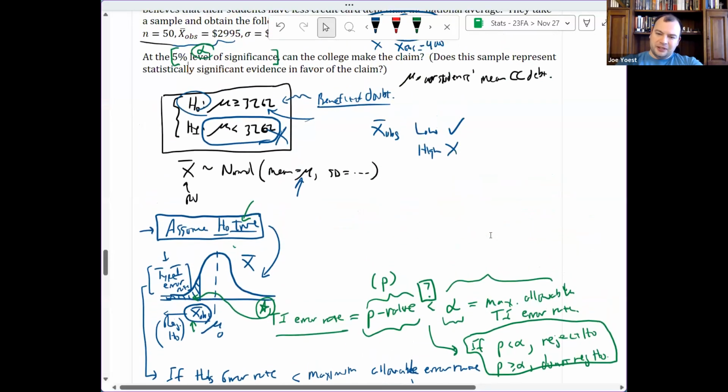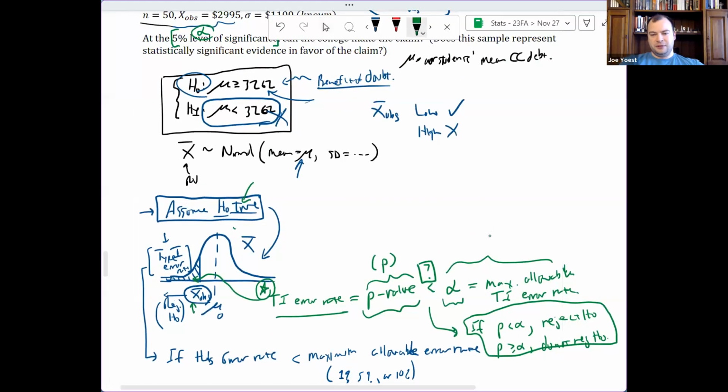Okay, we have one detail to iron out. How do I choose mu naught? Well, I could choose mu naught anywhere to the right of 3262 and test against this, right? Maybe I choose mu naught to be, say, 3300, or well, why not just choose mu naught to be like 10 million, right?